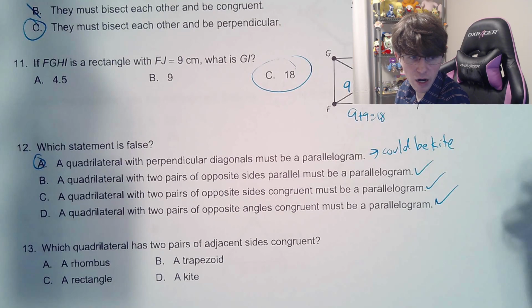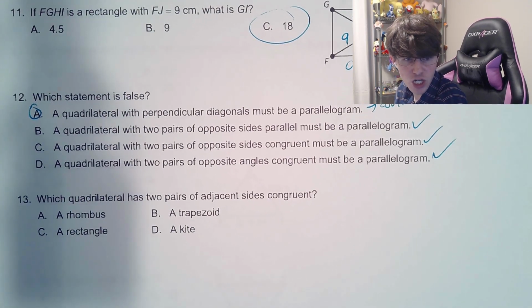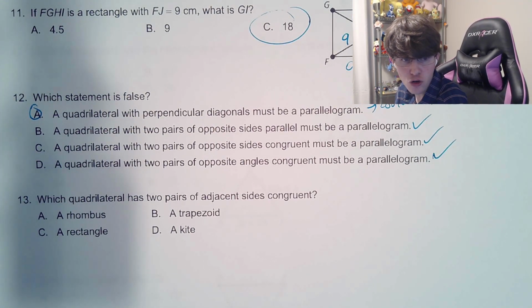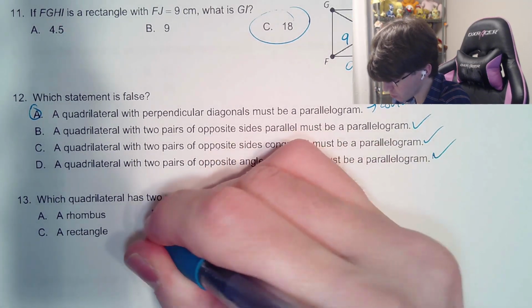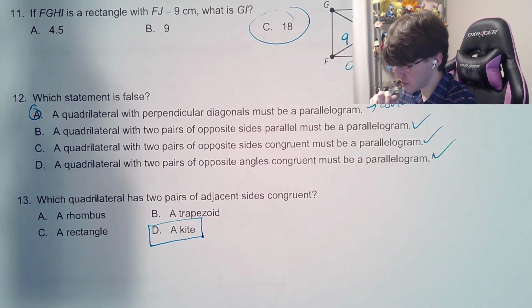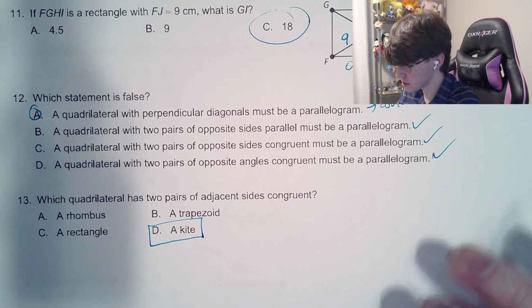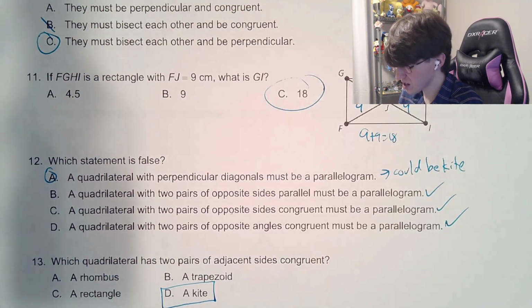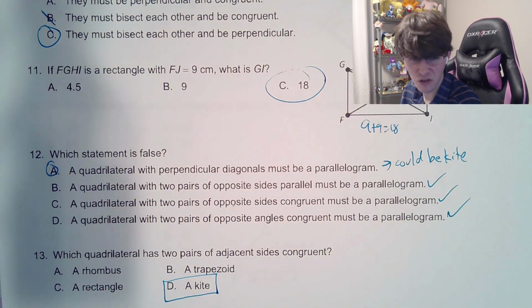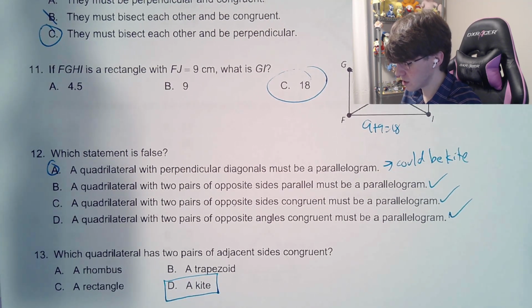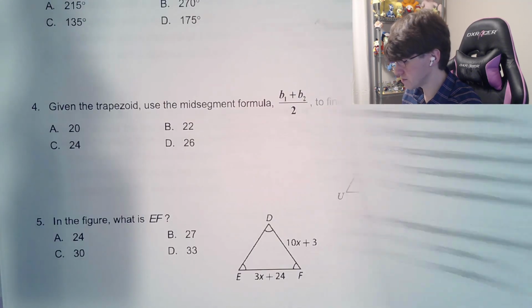Opposite, boom, we're done. All right, which quadrilateral has two pairs of adjacent sides congruent? Two pairs of adjacent sides congruent. We say it is a kite. Technically, a square also makes that a true statement, but kite also works. Same with a rhombus, but kite is the answer we want. So I guess rhombus is there, all four sides are congruent, whatever. I'm going to say kite is the one that we want here.